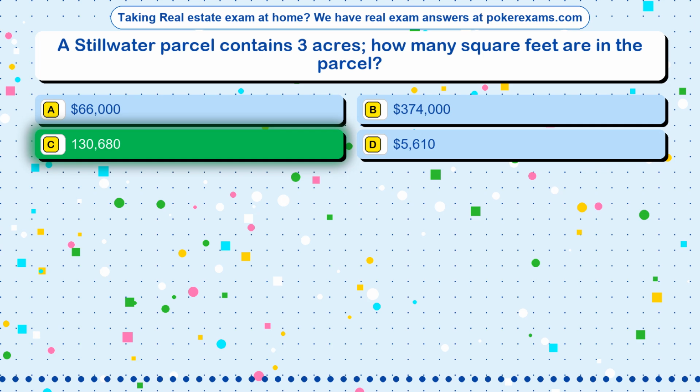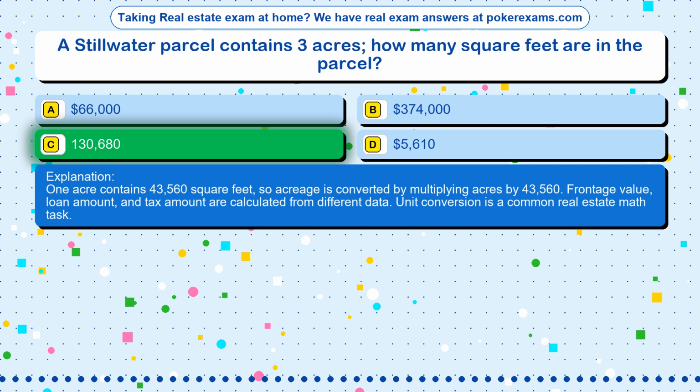The correct answer is option C, 130,680. 1 acre contains 43,560 square feet, so acreage is converted by multiplying acres by 43,560. Frontage value, loan amount, and tax amount are calculated from different data. Unit conversion is a common real estate math task.